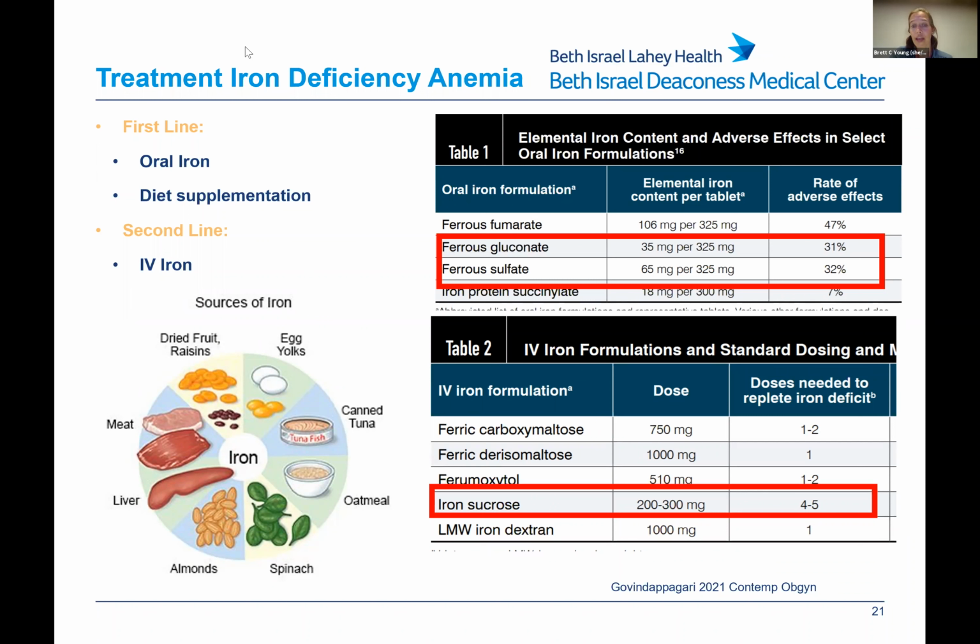And then when we think about IV iron, there are many different formulations. I most commonly use iron sucrose, although ferric carboxymaltose, ferric derisomaltose, ferumoxytol, or low molecular weight iron dextran, depending on what your facility has, are all reasonable to use in pregnancy. The likelihood of allergic reaction to IV iron was thought to be higher previously, and overall the likelihood of allergy to IV iron is really quite small. My preference is to use iron sucrose because it's the dosing that I remember most easily.